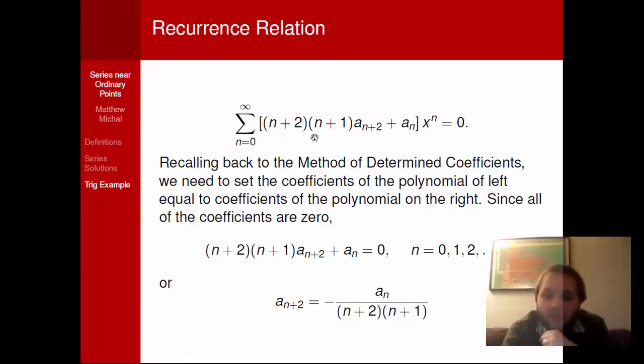I have a polynomial on my left-hand side, and I have a 0 polynomial, boring, but still a polynomial, on my right-hand side. Therefore, set these coefficients to these coefficients, these coefficients to these coefficients, which means, since it's the same thing for all values of n, it's just what we call a recurrence relation. Solve for a n plus 2.